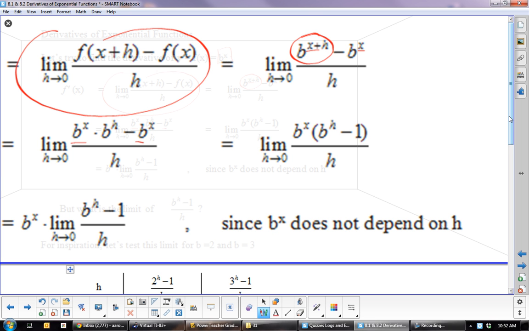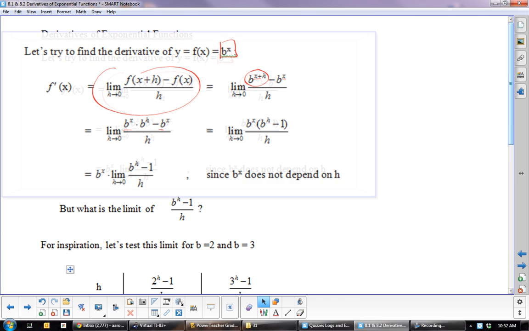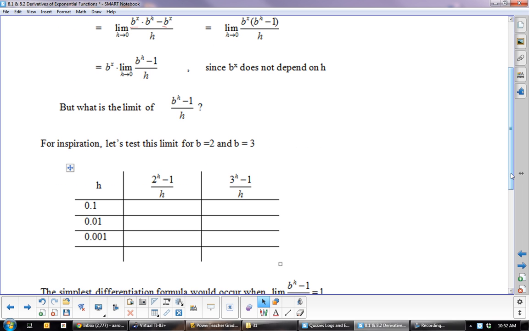We are left with this still. What happens if we start putting in numbers closer and closer to 0? Now, if we use the base 2, and I'm not going to go through the whole process, it gets closer and closer to 0.69. Now, if you put 3 in there, and again you put in 0.001, it gets closer to 1.09.